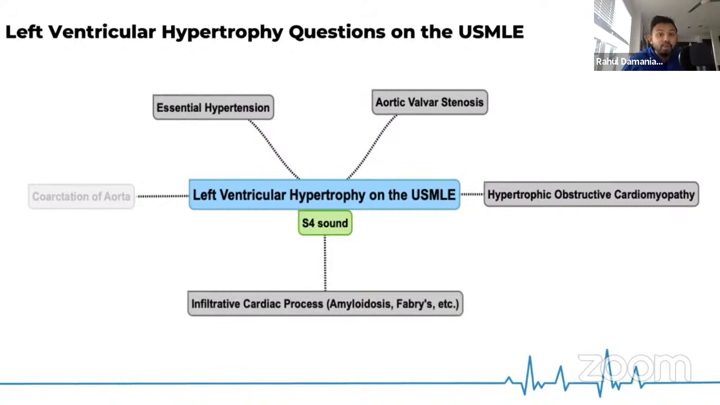Infiltrative process, such as amyloidosis. Remember, apple green birefringence is going to be the stain. And typically you're going to see this in patients who are going to have either inflammation or old age.